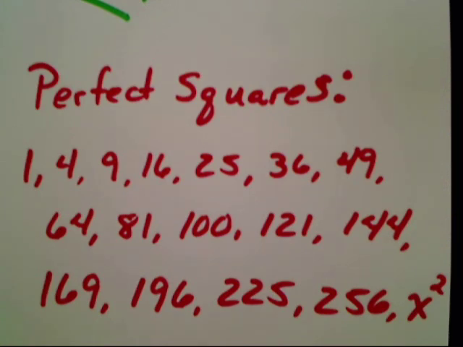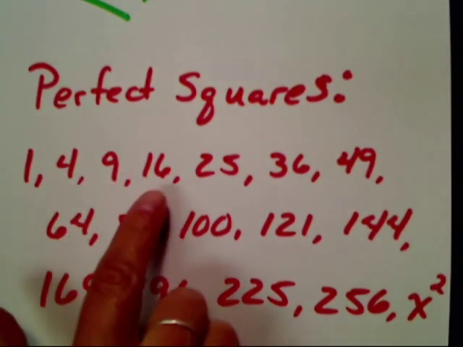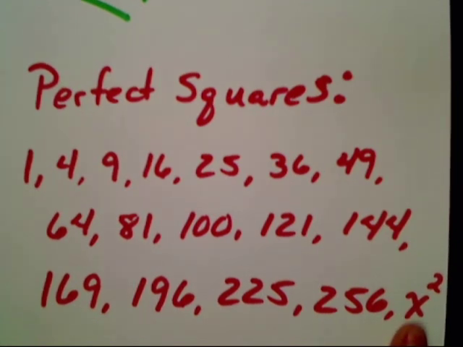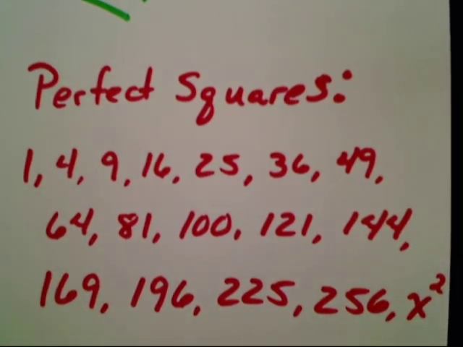1 is a perfect square. 1 is the god of our math land, I call 1. It is a perfect square, it is a perfect cube, it is a perfect everything, because 1 to whatever power is still 1. Just a nice little side note. 2 squared is 4, 3 squared is 9, 4 squared is 16, etc. So I have the list here of the first 16 perfect squares. And then we also need to remember that x squared here at the end is also a perfect square, because that's what the square means, it's x times itself. Any number times itself is a perfect square. That's why we call the little exponent of 2 a square.